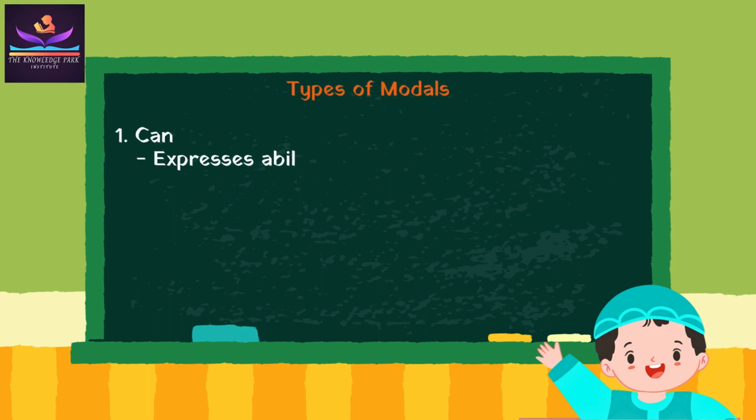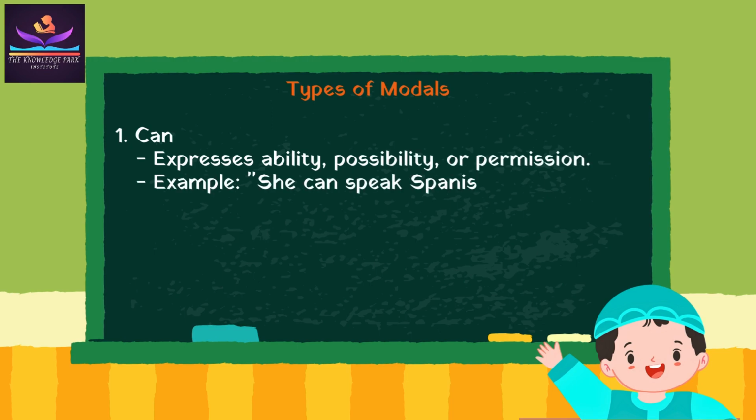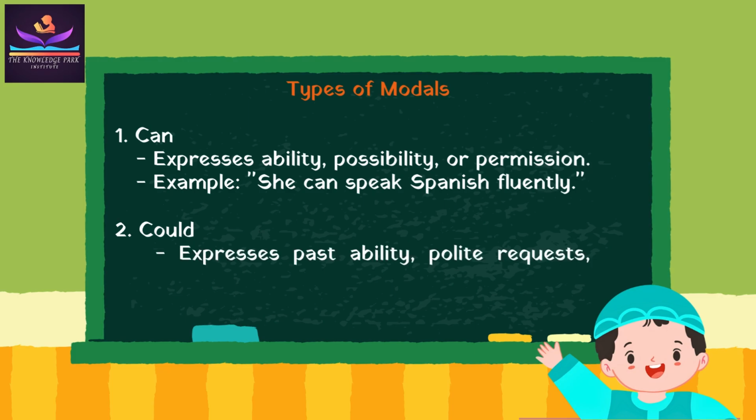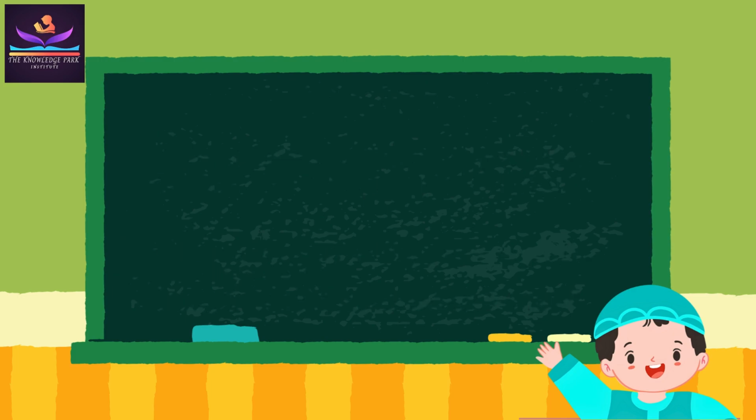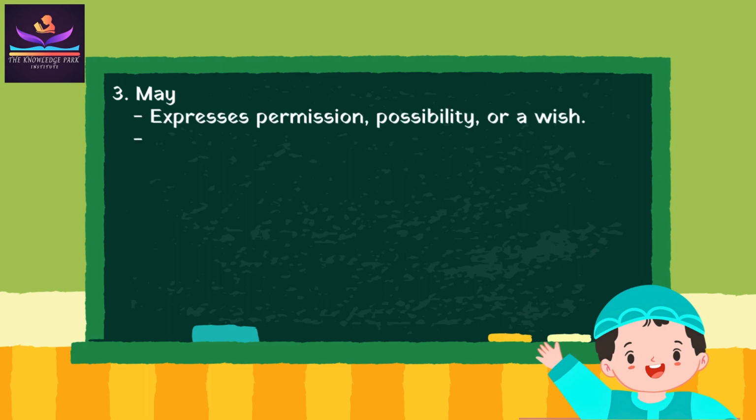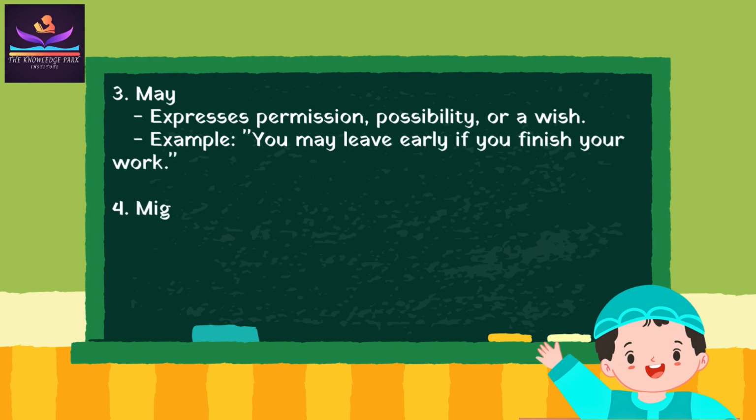1. Can expresses ability, possibility, or permission. Example: She can speak Spanish fluently. 2. Could expresses past ability, polite requests, or conditional possibility. Example: Could you please pass the salt? 3. May expresses permission, possibility, or a wish. Example: You may leave early if you finish your work.